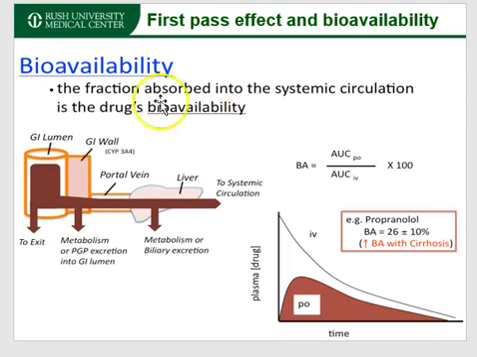Here, just again to remind you, bioavailability is the fraction of the absorbed drug that reaches the systemic circulation. Mathematically, you can look at it in terms of the area under the curve. Here's the plasma concentration over time curve. Here's the curve for IV, and here's the curve for the oral. PO is Latin for per os, by mouth. You can calculate the bioavailability by comparing the area under the curve of the oral dose divided by the area under the curve of the IV dose, and multiplying that by 100%, and that gives you the percent bioavailability.